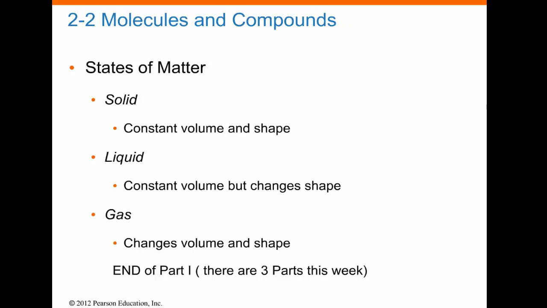Looking now at states of matter. Solid, something solid, if you look at an ice block, has a constant volume and shape. Liquid has a constant volume, but it changes shape. Gas changes shape and volume. So that's enough information about basic chemistry. So I'll finish this lecture now.